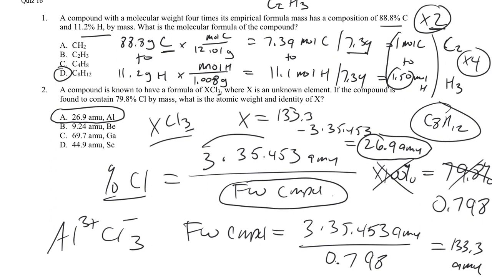So this problem here may look tricky, but it's just using the concept of percent by mass. It gives us some information about the formula that lets us determine the formula weight of the compound, and then from there we can determine the identity of the unknown element.